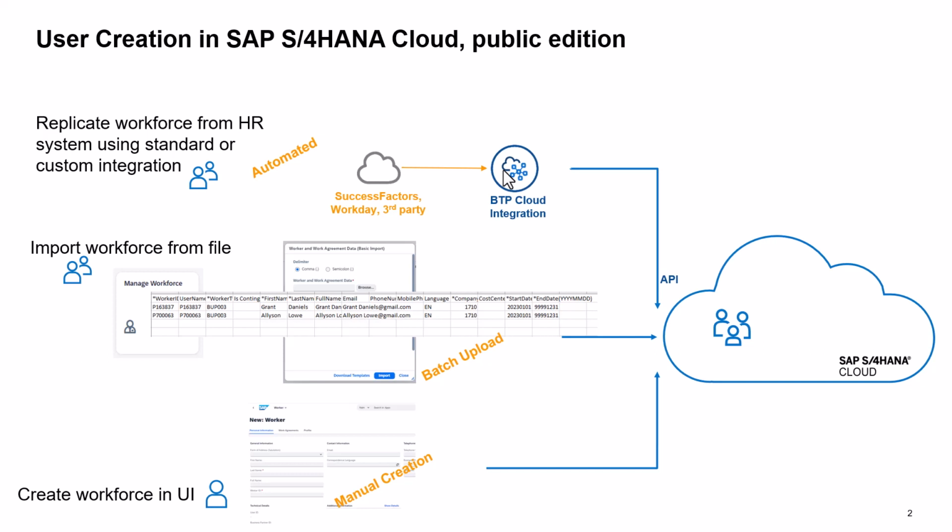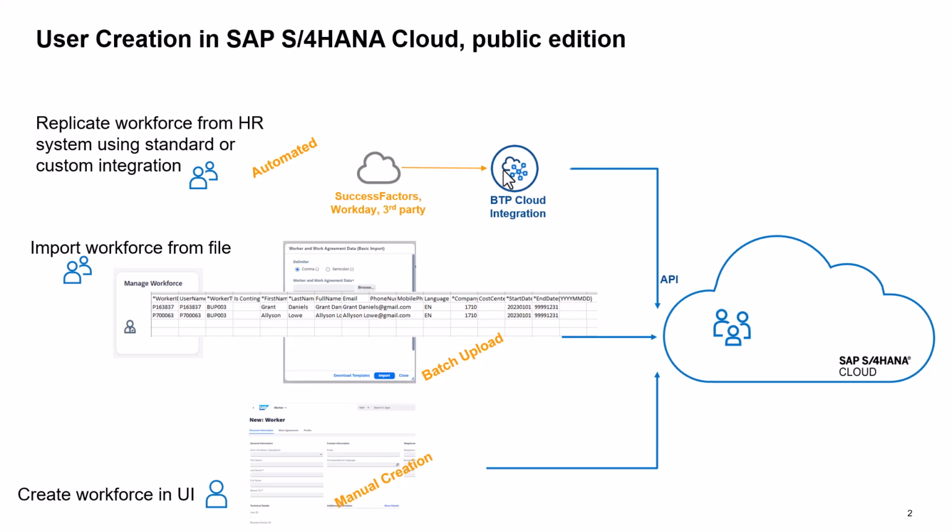The second mechanism is using a batch upload utility. There's an application in S/4HANA Cloud that provides you the Excel template, which we'll take a look at, that you can complete with your user population and then upload the spreadsheet into S/4HANA Cloud for user provisioning. Some customers choose to do this on an ongoing basis. Maybe the number of users they're creating is not that frequent, so they just use this batch upload utility from time to time to create new users or change users.